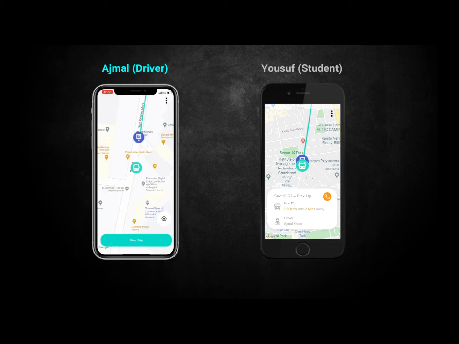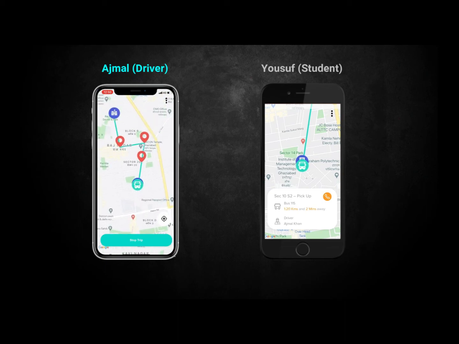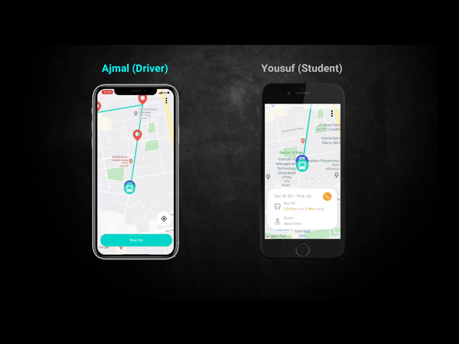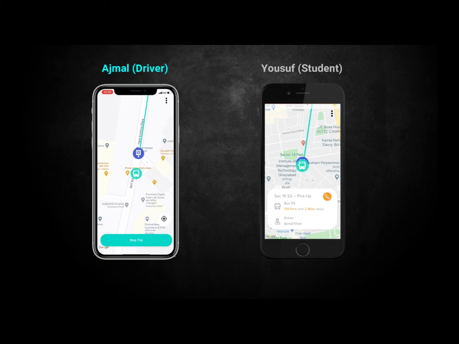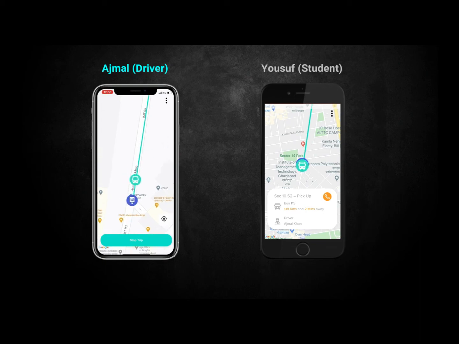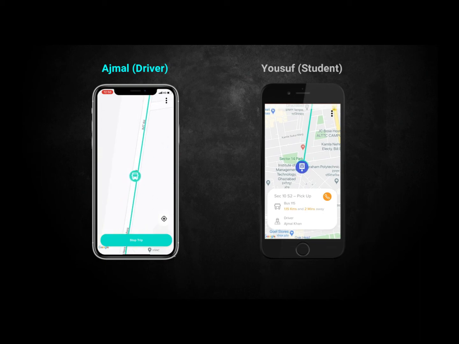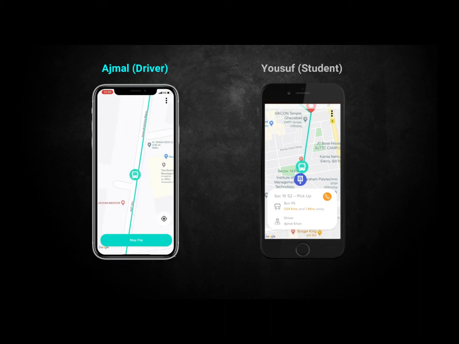Let's zoom out and see Ajmal's full route. Remember that Yusuf is at stop 2. I can zoom back in or tap on the target icon to jump back to the live bus location. When Ajmal starts driving, Yusuf can see the live bus location on his app as well. The difference in the zoom is why the bus seems to be moving faster in the driver app.